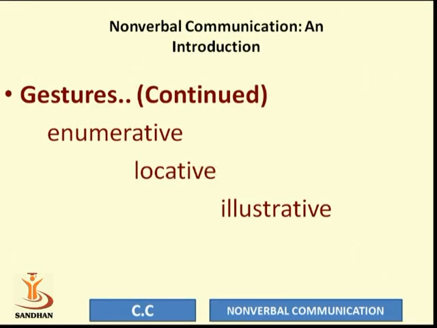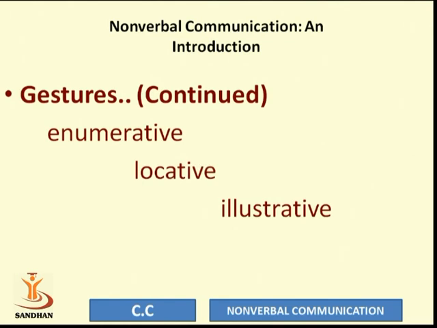There are a few other types of gesture. One gesture is called enumerative. These are different categorizations done by different experts in the field of non-verbal communication. Enumerative gestures are gestures which denote numbers. We say there were 5 people. This is an enumerative gesture. There was only one person.